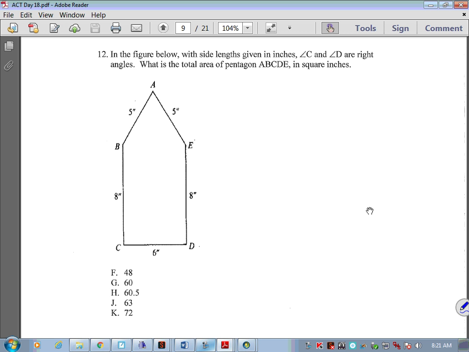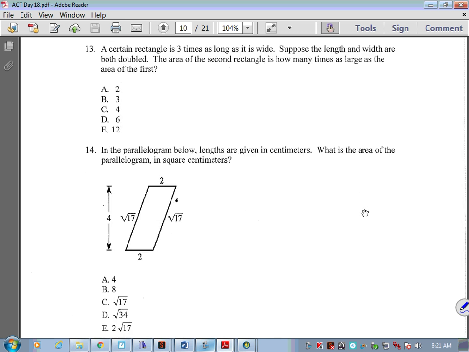We're good. What's that? 8? 8 was B, 96. All right, where did I leave off? 12. Okay, so we're ready for 13.